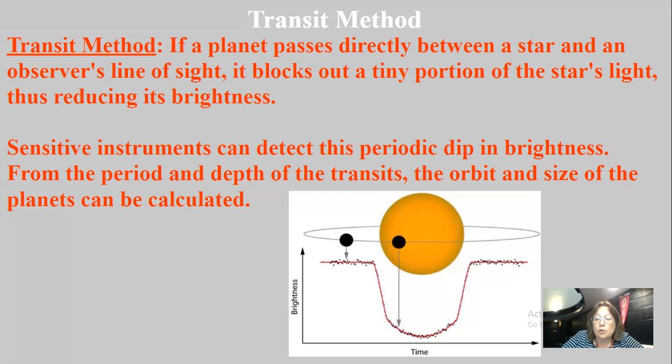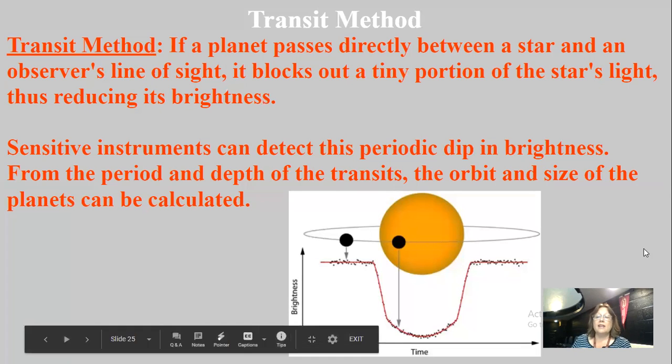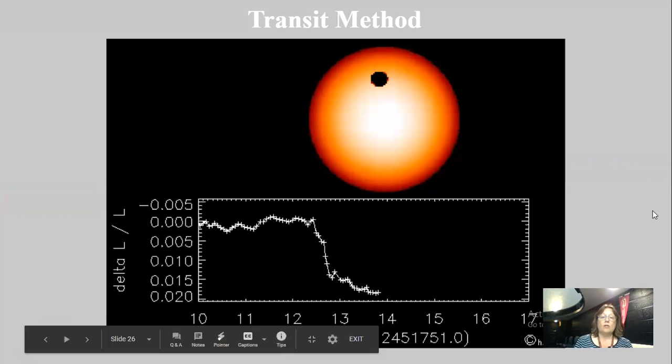We do have telescopes in orbit that are discovering these planets. The Kepler Space Telescope uses the transit method to find exoplanets, and the Kepler telescope has found thousands of exoplanets. All right, so let's take a look at this method with a little more detail.